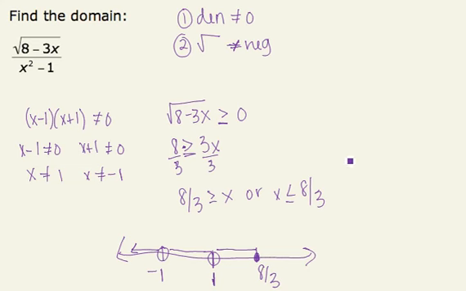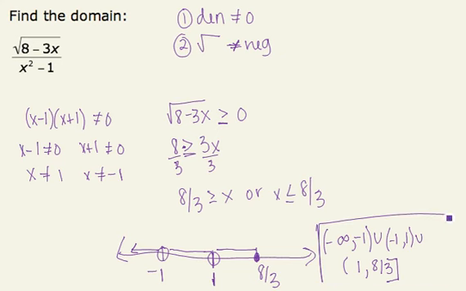So if I had to put this into interval notation, I see I can go from negative infinity to negative 1, and from negative 1 to 1. By keeping it open on each side, it shows that I can't equal negative 1. Likewise, I can't equal 1. But I can equal 8/3, so I'll put that in brackets. That would be my final answer.